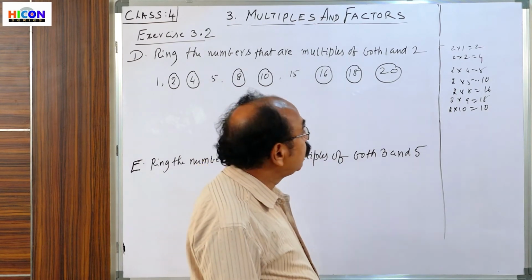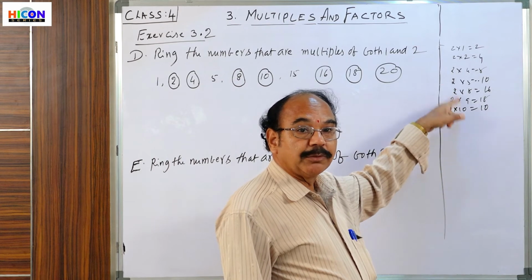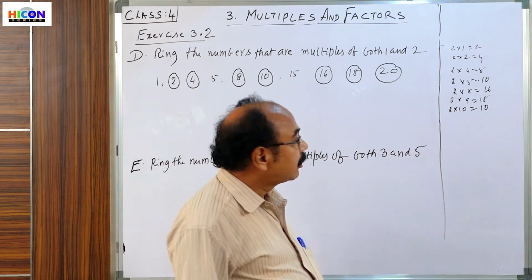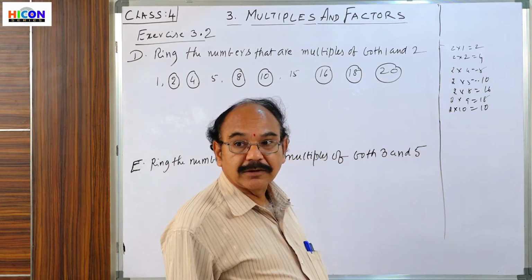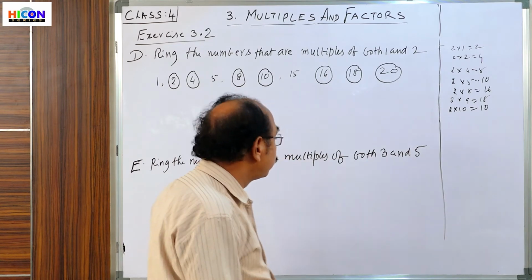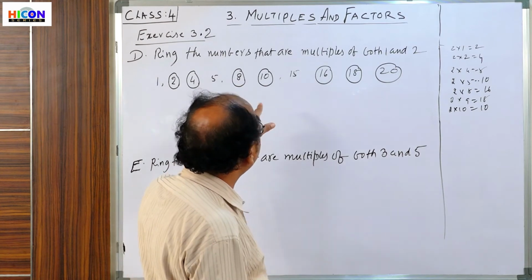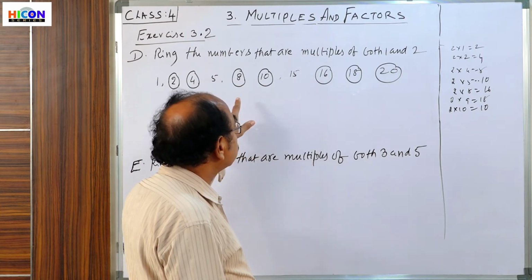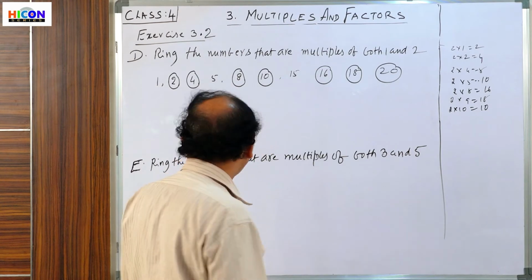And 2 can divide all these numbers exactly. That means leaving the remainder 0. That's why these are the numbers that are multiples of both 1 and 2.